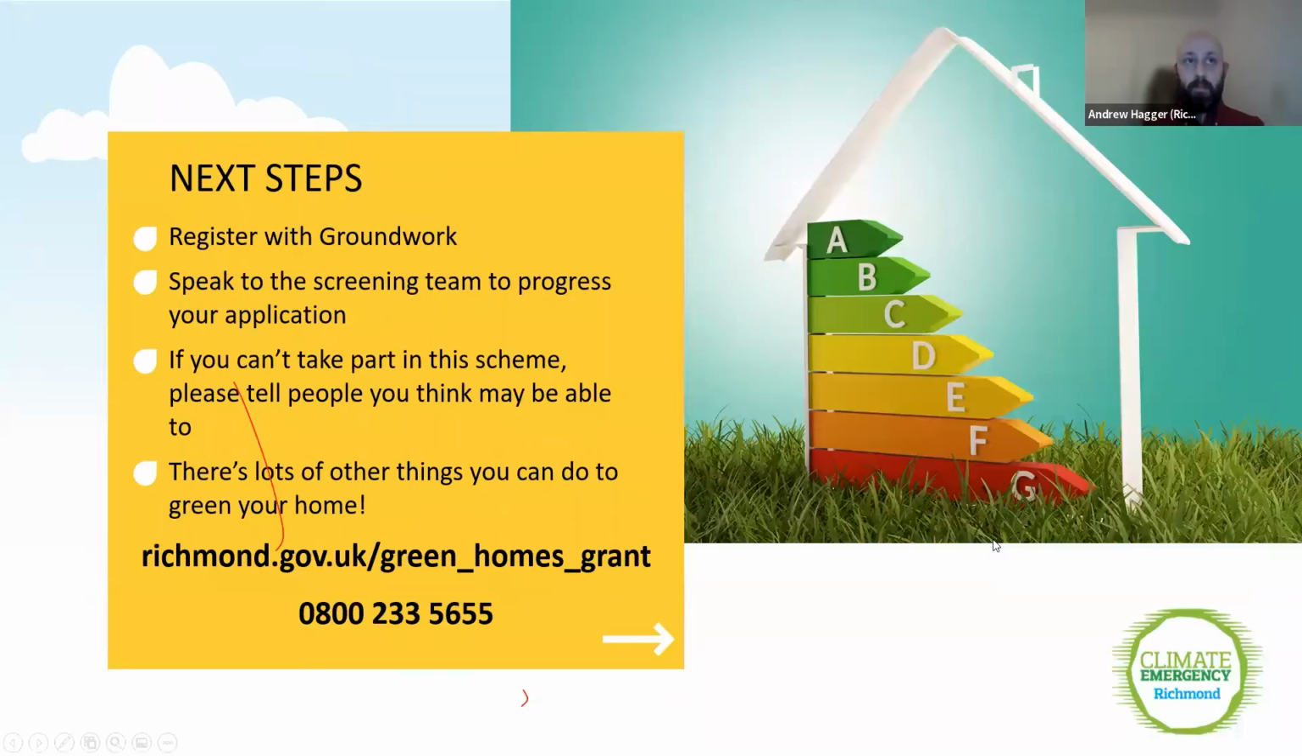So next steps: register with Groundwork, and speak to the screening team to progress your application. If you can't take part in the scheme, if you're not eligible, then please do tell other people who you think might be able to take part, or might be interested in this. We want as many people to access this as possible. We've got the funding, we want to be able to use it and to deliver energy efficiency for people in the borough. So please do spread the word, even if you're not eligible. And also, if not eligible, think about the other things you can do in your home.